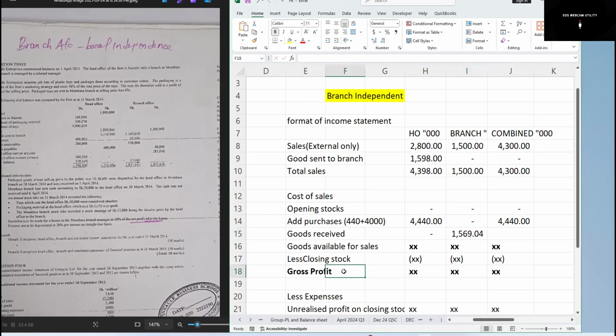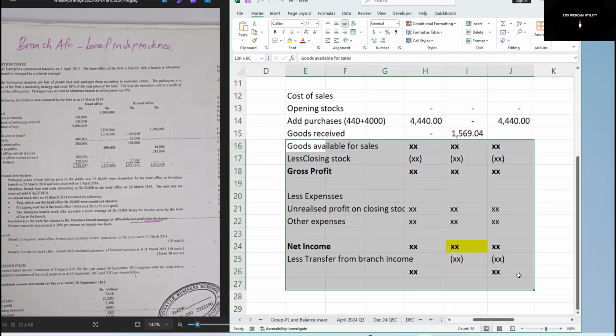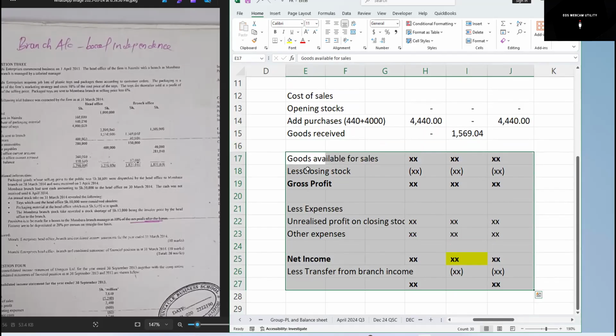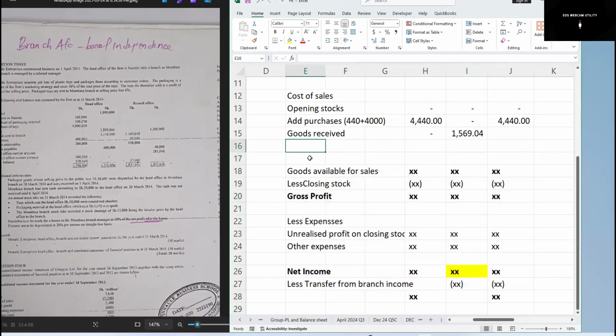Now, we have the shortage, the spoil, and also the obsolete, which will affect our stocks. It will affect our cost of sales. So in that case, we'll have to adjust here. We'll have to subtract here. We credit the cost of sales and we debit our expense. We debit our P&L.